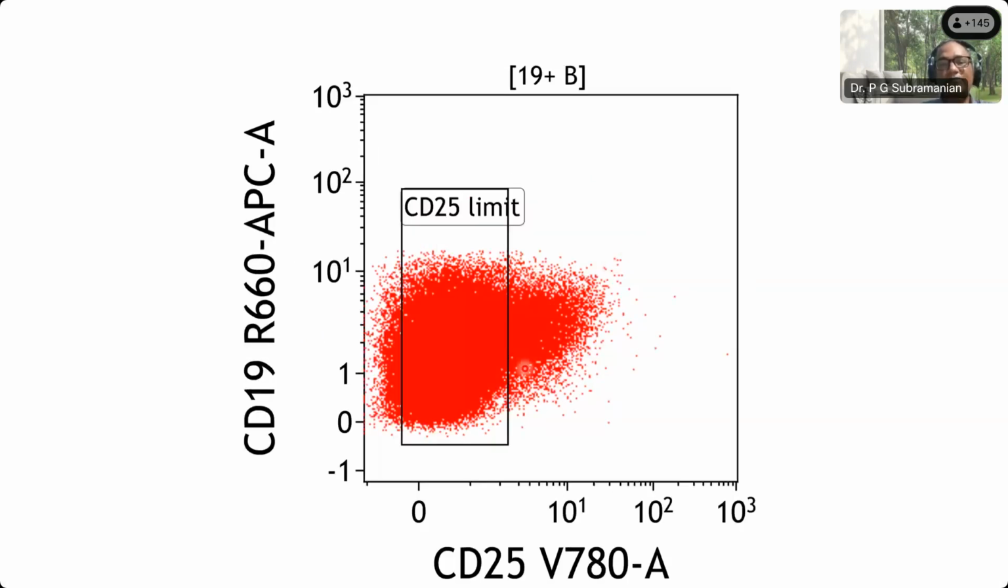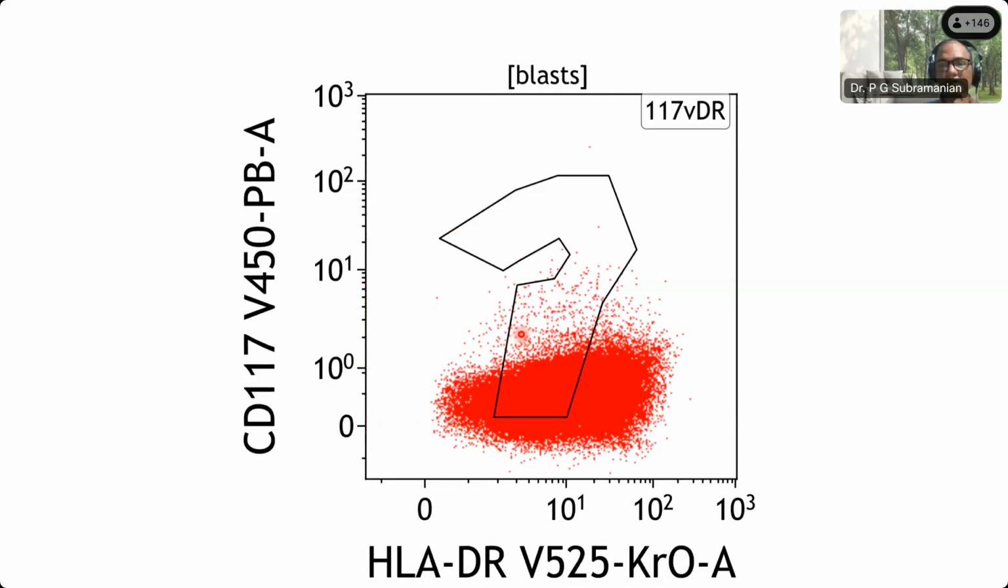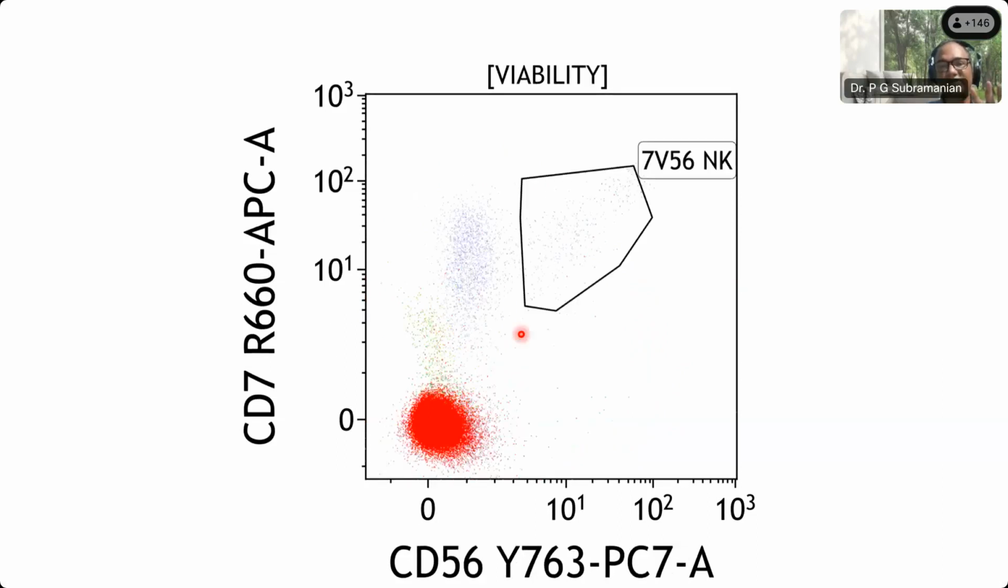Again, CD25 is partially positive in this. And HLA-DR is variable, from dim all the way up to the top. CD38 is negative. So DR is variable again. CD117 is negative. CD13 is negative. CD7 is also negative in this. So the other markers are not there.